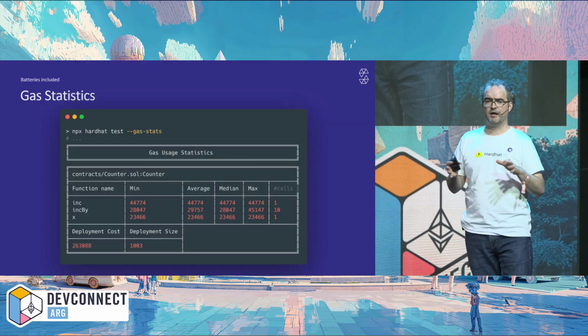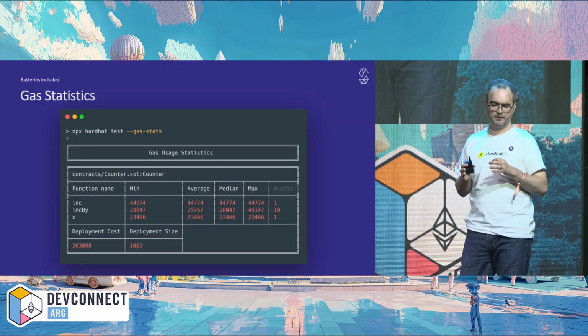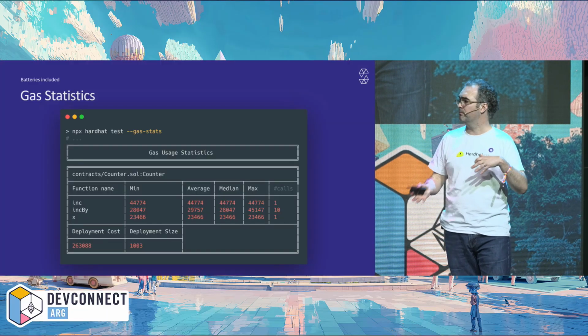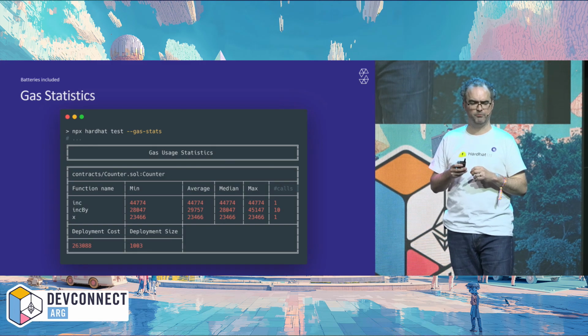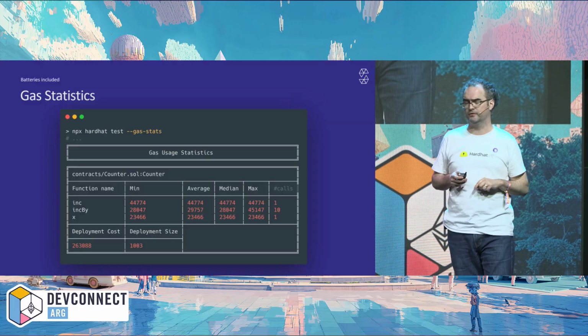Similarly, the calculation of gas statistics in your test suite is now part of core as well. There's no need to pull in a further plugin or library. And this similarly works for both types of tests.